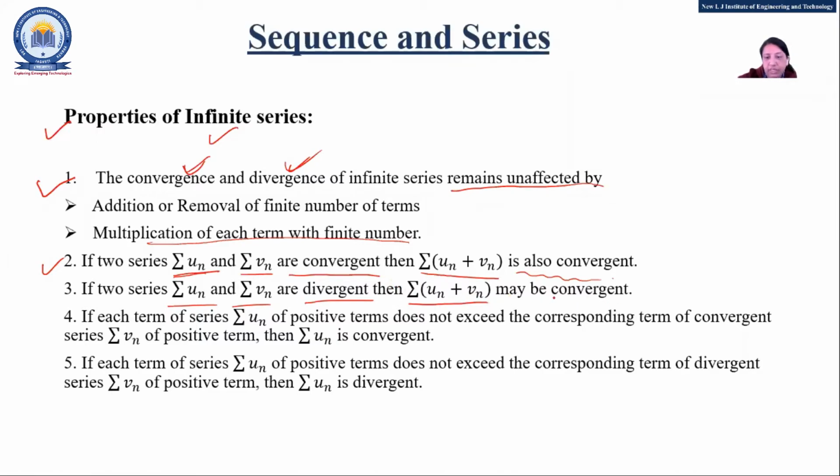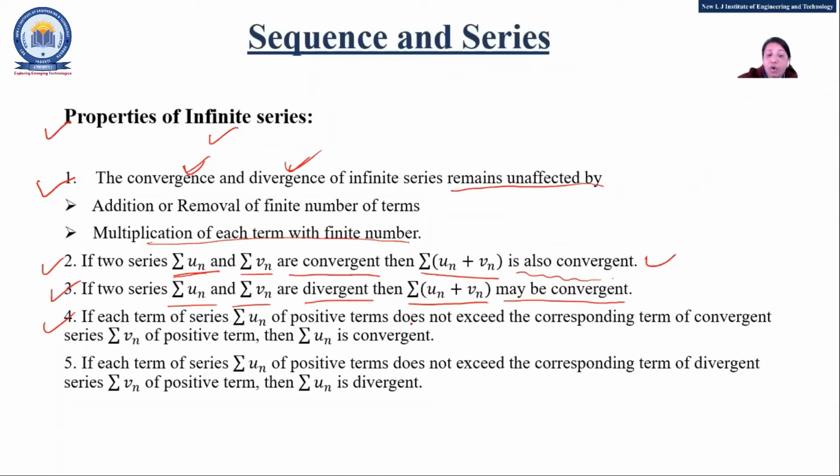Sorry, it's a right. So that means it may be convergent. So it's not fixed that if both are divergent, the addition of them is divergent. But that will be fixed in convergence. So that is the third point. Fourth one.